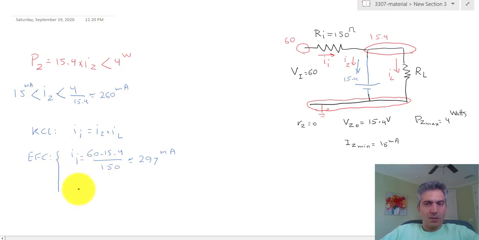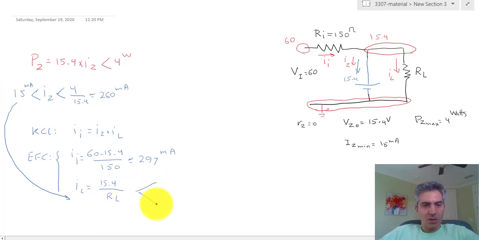And for IL, the equation is 15.4 divided by RL. This equation also needs to be taken care of; we have to meet that. And the equation for the Zener diode, we already used it to assume that it's 15.4. So I think everything else is pretty much set here. I just have to set the two end values.